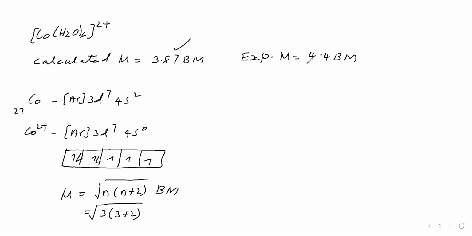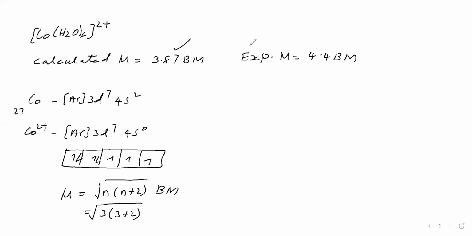Now the experimental magnetic moment is higher than the calculated one. This indicates that in this case the orbital contribution is considerable. That's why the experimental value is greater than the calculated value. Therefore, we have to consider the orbital contribution of the magnetic moment here, which is why the calculated and experimental values do not coincide. This is about the magnetic properties of d block elements.